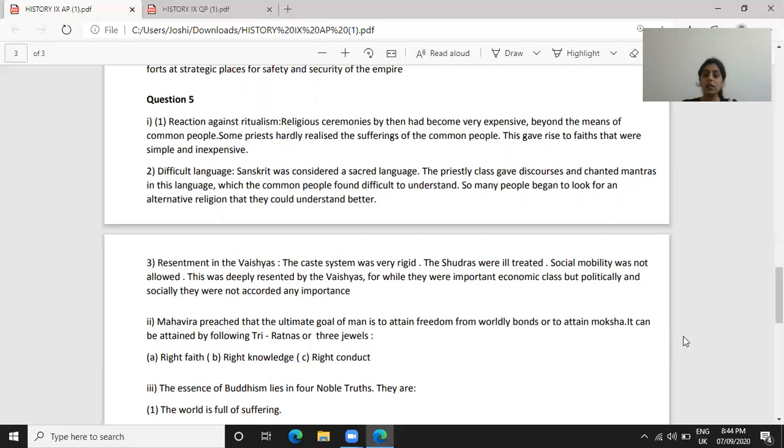The third reason, resentment in the Vaishyas. The caste system was very rigid. The Shudras were ill-treated. Social mobility was not allowed. This was deeply resented by the Vaishyas, for while they were an important economic class, politically and socially they were not accorded any importance. So these are the three reasons or causes for the rise of Jainism and Buddhism. If the three reasons are written correctly, give yourself 3 on 3.